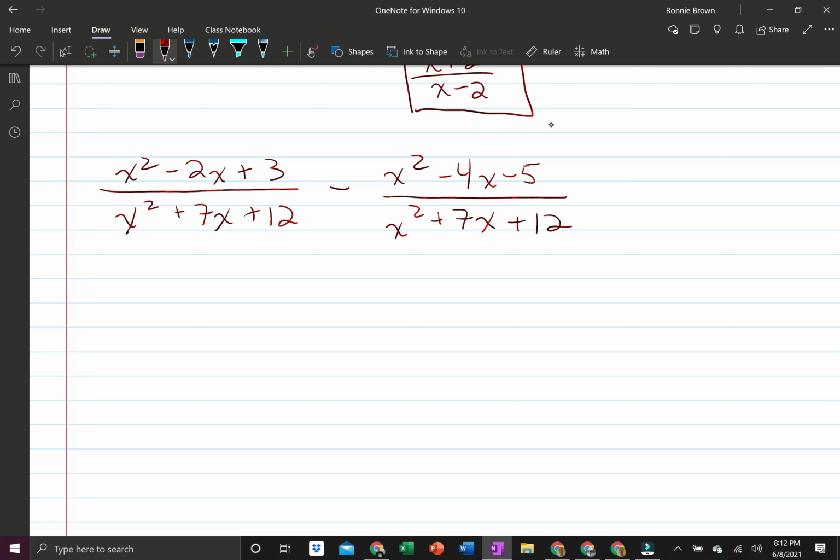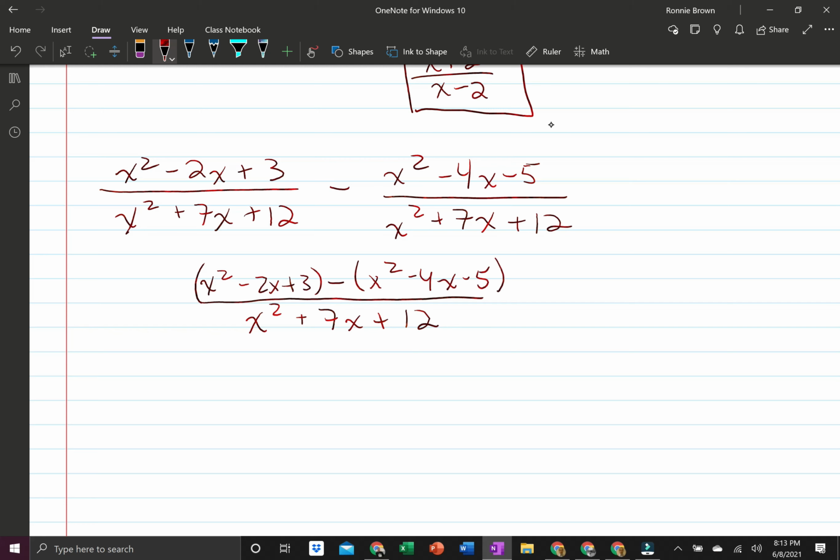So it's a subtraction, but no worries, we're still doing the same thing we've been doing. We see that the denominators are the same, so we're going to write it as a single fraction, all over x squared plus 7x plus 12. So now I'm taking that numerator of the first rational expression and writing x squared minus 2x plus 3. And I'm going to subtract that other numerator on the right, x squared minus 4x minus 5.